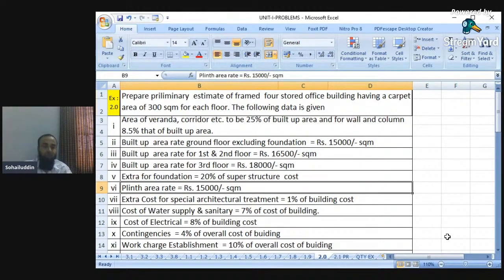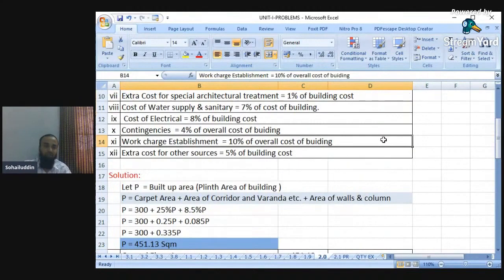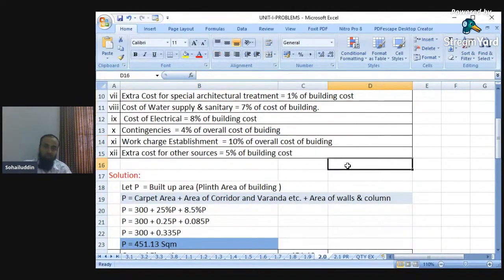Extra cost for special architectural treatment, as usual, 1% has been reserved from building cost. 7% has been reserved for water supply and sanitary. 8% of building cost has been reserved for electrification, and 4% is the contingencies, from the overall cost. Whereas work charge establishment is again 10%, if special equipments are required or special work is to be done, in which a special amount is to be given to that contractor for special work. At that time work charge establishment is there. So 10% of overall cost of building.